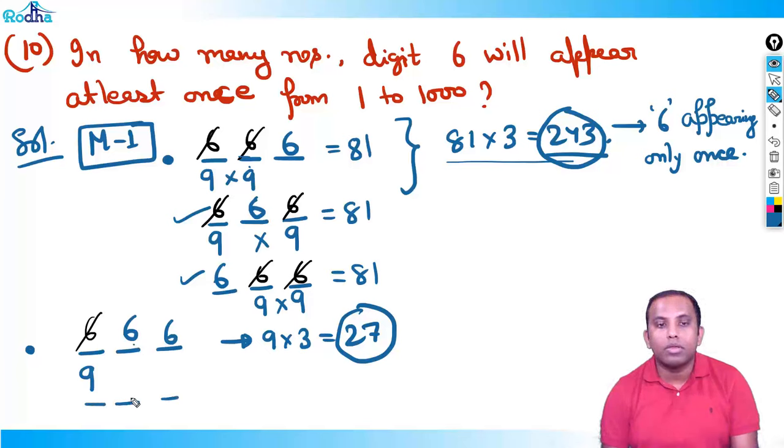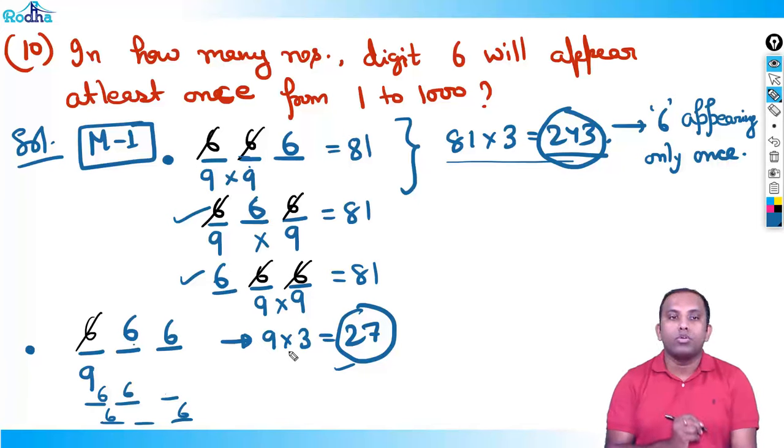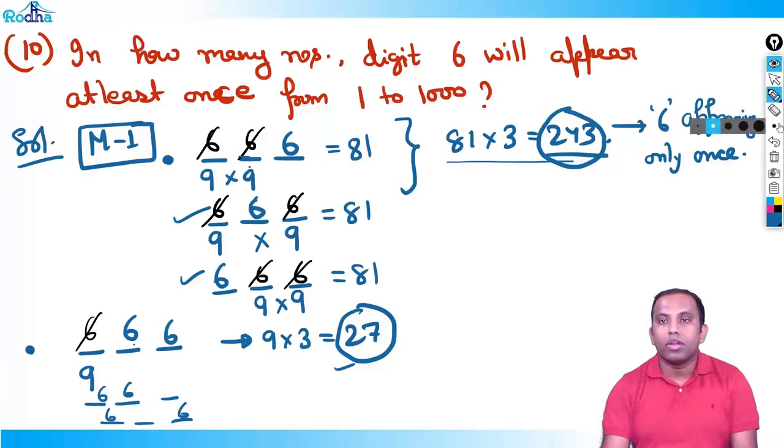In second place, 6 and 6 will be here. In third place, 6 and 6 will be here. So again, 9 plus 9 plus 9, 27. So do directly 27. Now, for the third case, you should not write this much now. Do a bit of mental calculations also, guys. We had 9 options for this place, so 9 into 3, 27.